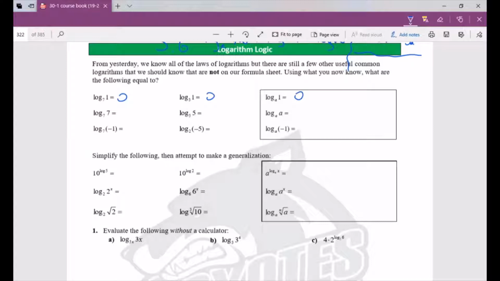The next line says logarithm of 7 base 7. So that's saying if we swap that around into exponent form, 7 to what power is 7? And of course 7 to the 1 is 7. Log 5 base 5 is 1. 5 to the what is 5. A to the what is a. And those are just all equal to 1.